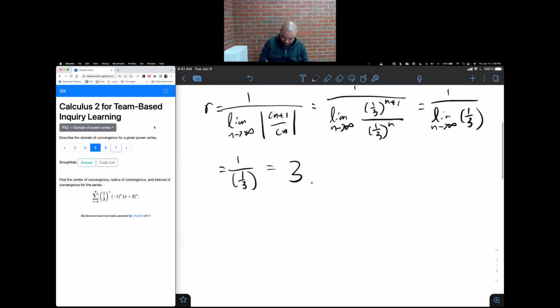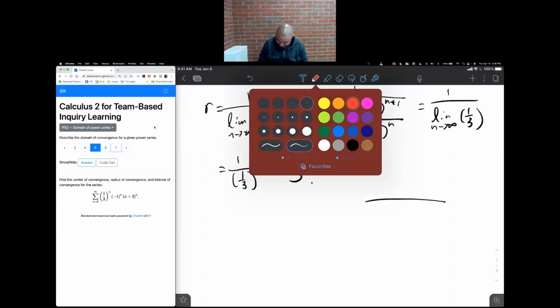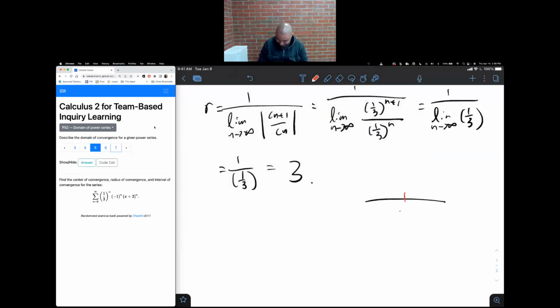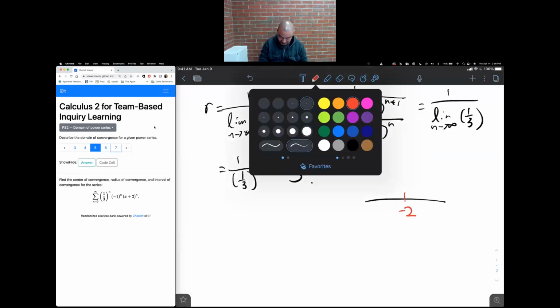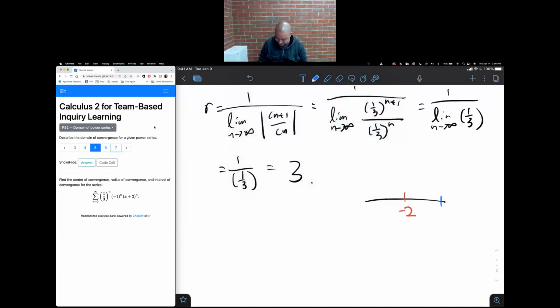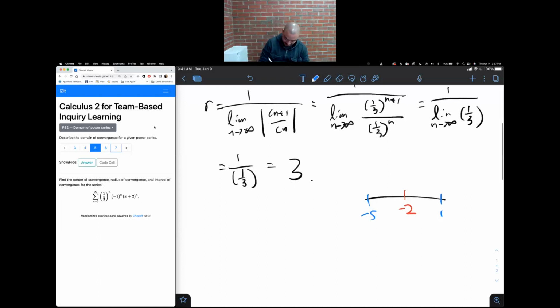So let's draw that out. We have our center of convergence at -2, and then we have a radius of 3. That means up by 3 gives us 1, and below -2 by 3 gives us -5. Now our question is, does the series converge at those values? We can ask that very directly.